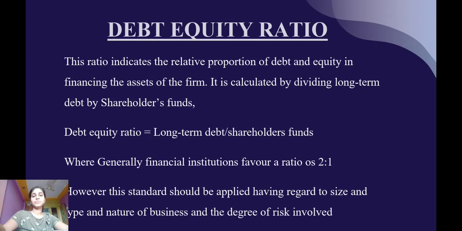Debt equity ratio. This ratio indicates the relative proportion of debt and equity financing the assets of the firm. It is calculated by dividing the long-term debt by shareholders' fund. Debt equity ratio equals long-term debt divided by shareholders' fund, where generally financial institutions favor a ratio of 2:1. However, this standard should be applied having regard to size, type and nature of business and the degree of risk involved.